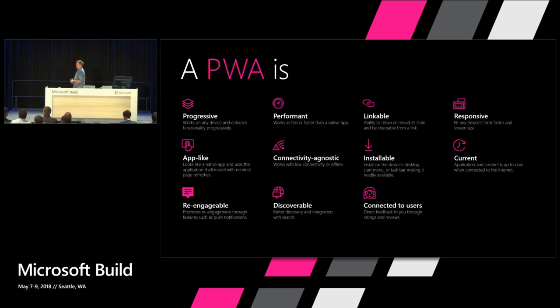Now, the way that I like to think about it is we talk about all of these different aspects. Of course, it should be progressive, which means that when it has access to particular features, it should take advantage of those features. But when those features aren't there, it shouldn't fail. It shouldn't crash. It should be performant. It should work like a native app. It should work across devices. It should feel like an application.